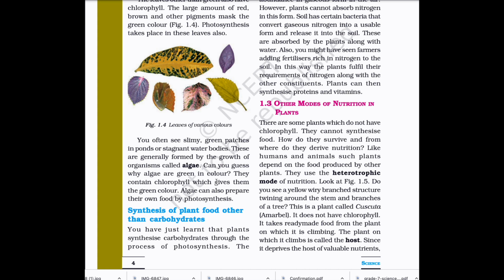Synthesis of plant food other than carbohydrates. You have just learned that plants synthesize carbohydrates through the process of photosynthesis.